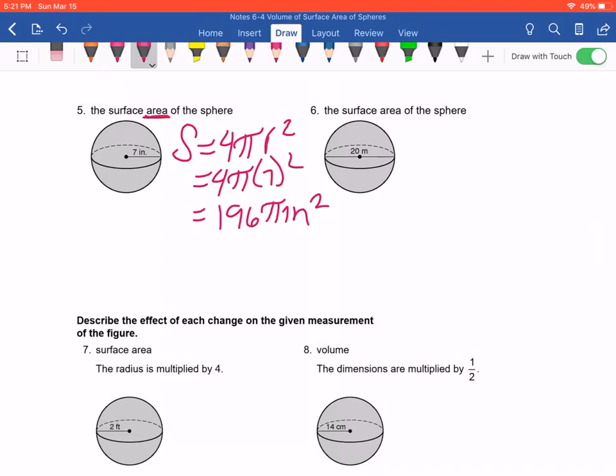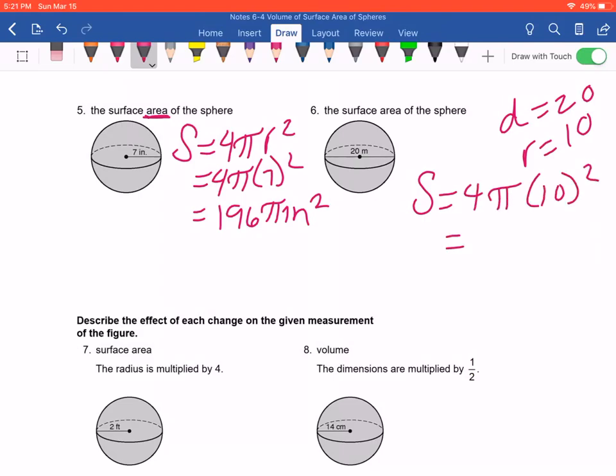Why? Because of this little word area, right? When we see area, everything is squared, not cubed. Okay, looking at number 6, same concept. We want to find the surface area of the sphere. However, you do not know the radius, but you do know that the diameter is 20. If the diameter is 20, we know that radius has to be 10. Plugging in our data into our surface area formula, surface area is equal to 4 pi, r is 10, squared. Therefore, we end up with 100 times 4, which is 400 pi, you guessed it, meters squared.